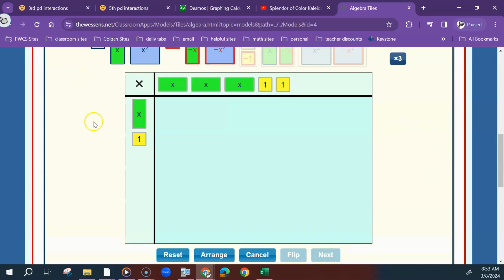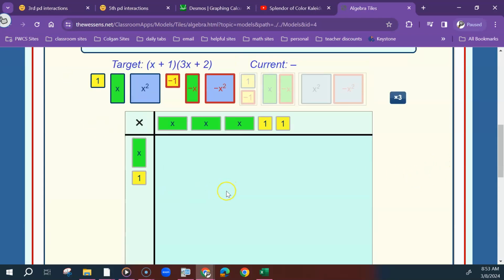Okay, so x times x would give us x squared. That's going to be the same 3 times. And then x times 1 we know is just x.